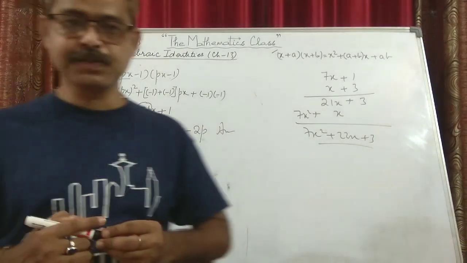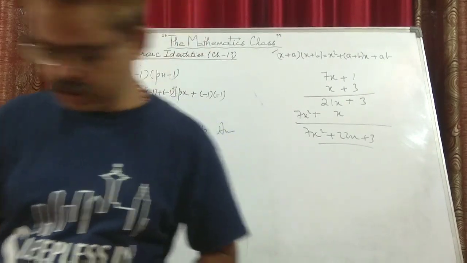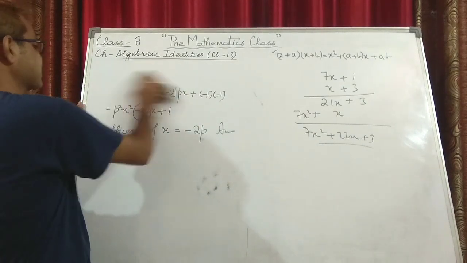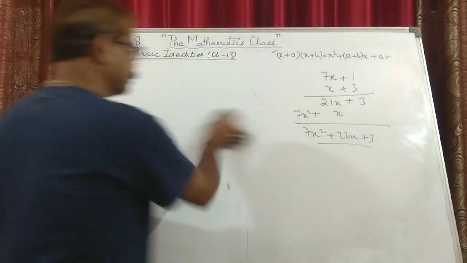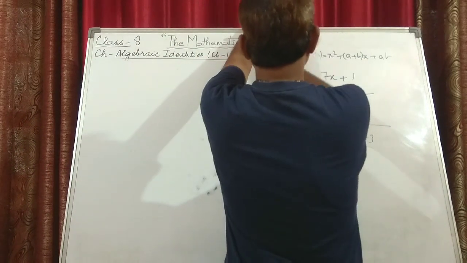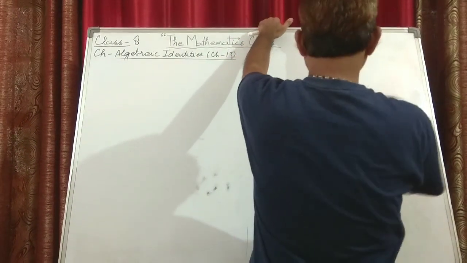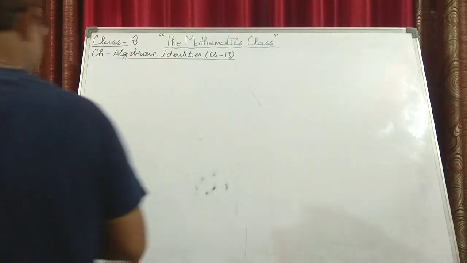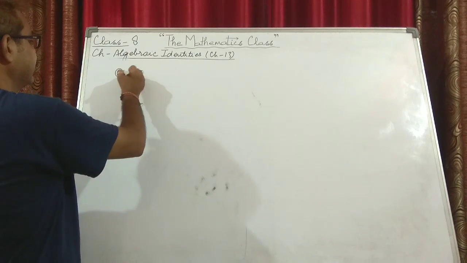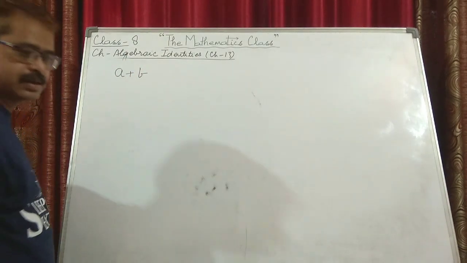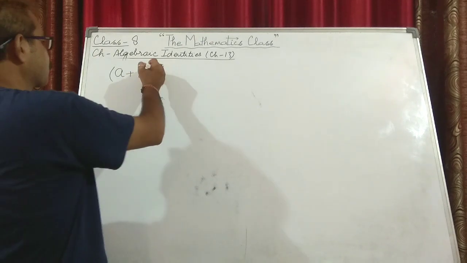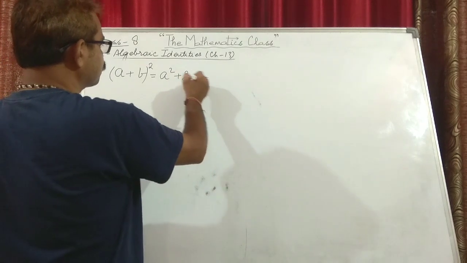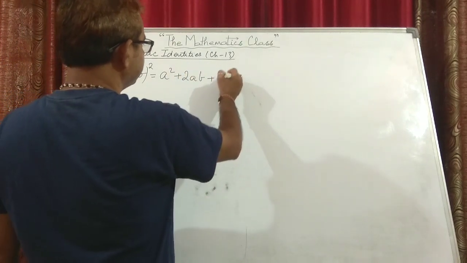Now this exercise finishes. There is one more identity. The next identity that comes into play is the square of a binomial. A binomial, you know, contains two terms. What is the meaning of the square of a binomial? Let's take two terms, a plus b. This is a binomial, and its square is a square plus 2ab plus b square.